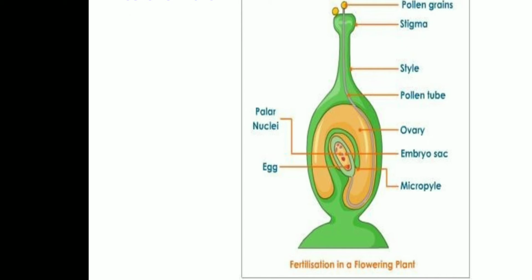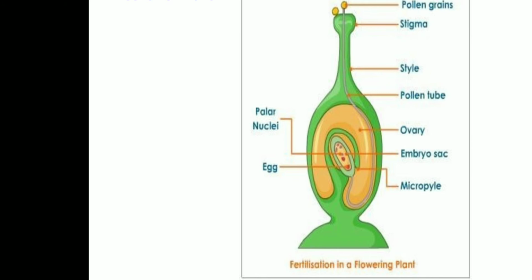After zygote formation, following changes occur, that is, the parts of the flower, sepals, petals, carpel, and stamen shed off after drying. Then ovary persists and ripens. Fruit is formed from the ripened ovary. The ovules, which store the food, convert into seeds. The zygote starts dividing and growing and forms an embryo.